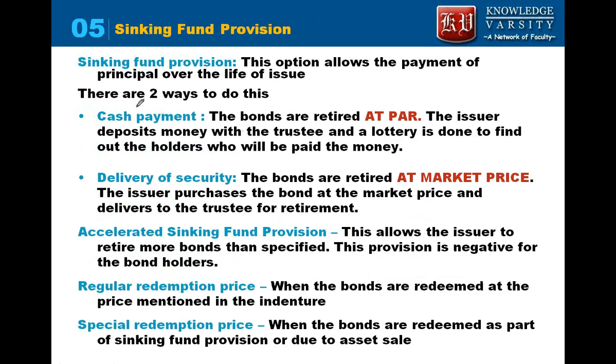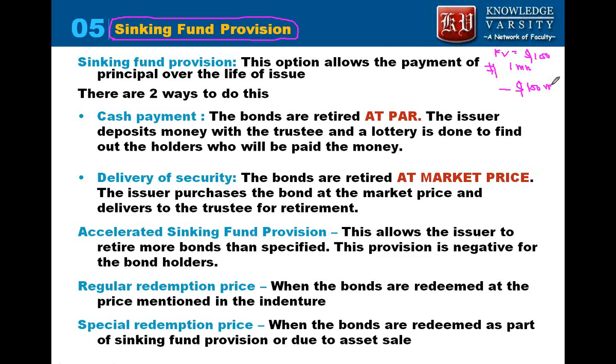Apart from the call provision, there is a provision given to the bond issuer called a sinking fund provision. In this provision the bond issuer can retire some part of the bond at regular intervals, usually yearly. So if an issuer has issued bonds of face value, let's say $100, and he has issued a total of 1 million bonds, so the number of bonds issued is 1 million, the total issue was $100 million.